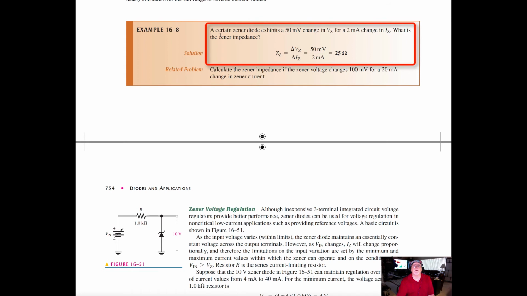In this example, a certain Zener diode exhibits a 50 millivolt change in V_Z for a 2 milliamp change in I_Z. What is the Zener impedance? So we just use that relationship, delta V_Z divided by delta I_Z, and we get a Zener impedance Z_Z equal to 25 ohms.